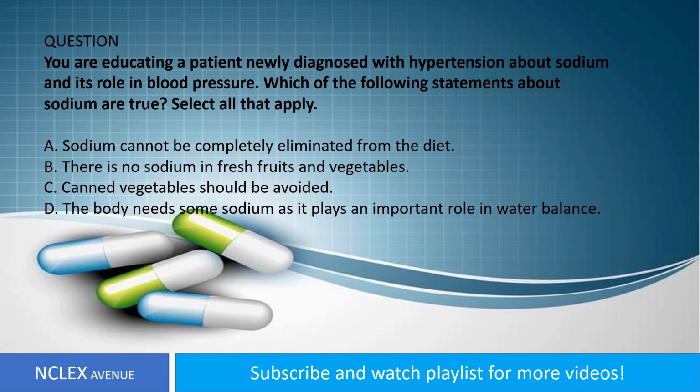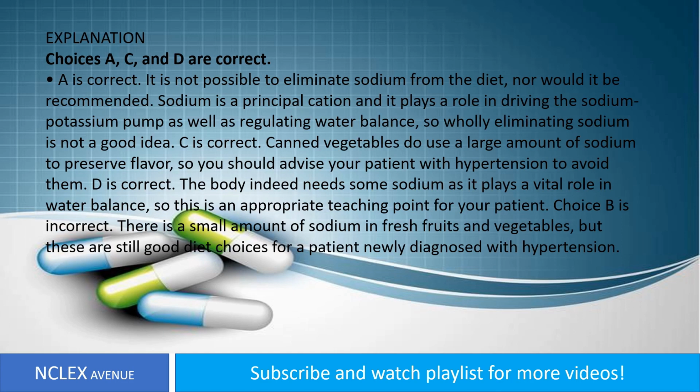B. There is no sodium in fresh fruits and vegetables. C. Canned vegetables should be avoided. D. The body needs some sodium as it plays an important role in water balance. Explanation. Choices A, C, and D are correct.